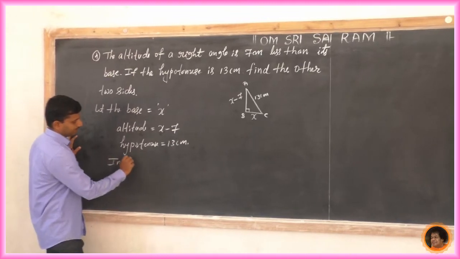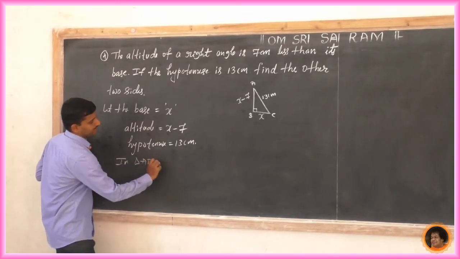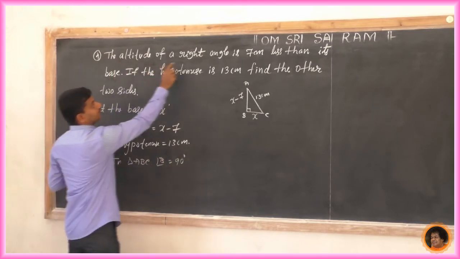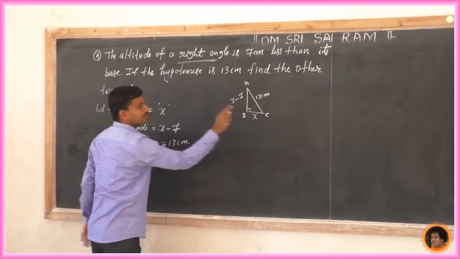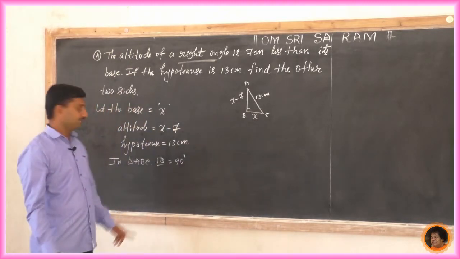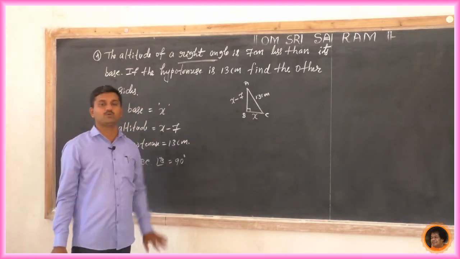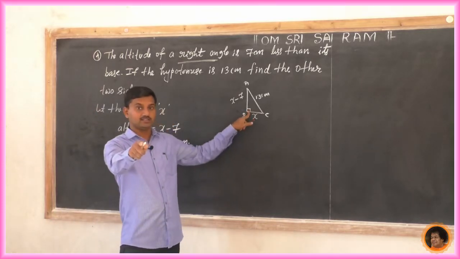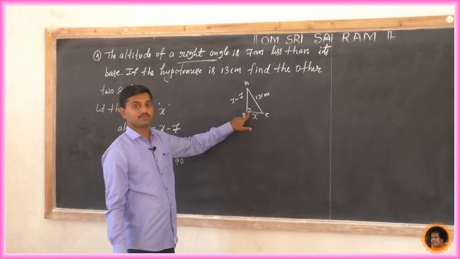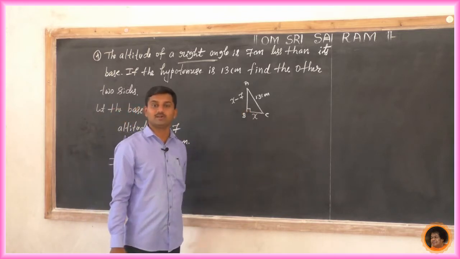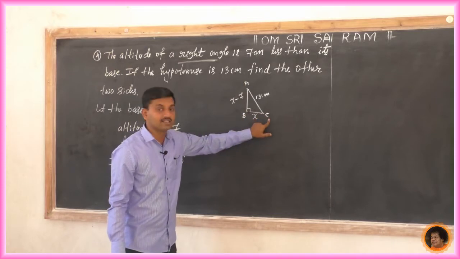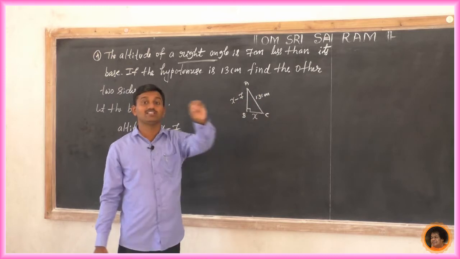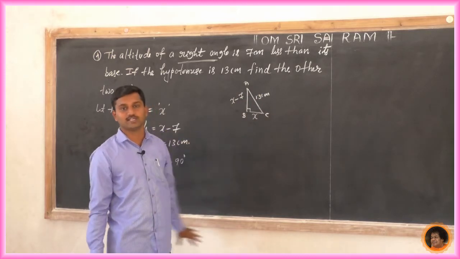In triangle ABC, angle B equal to 90 degree. Why? The altitude of a right angle triangle means one angle must be 90 degree. So in triangle ABC, angle B equal to 90 degree. Suppose one angle is 90 degree, that is a right angle triangle. So can you apply the Pythagoras theorem? Just recall the statement of the Pythagoras theorem. In a right angle triangle, the square of the hypotenuse is equal to the sum of the squares of the other two sides. This is known as the Pythagoras theorem.